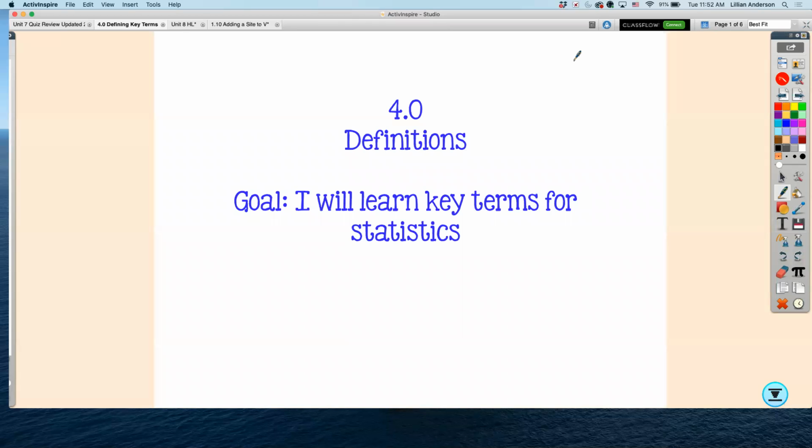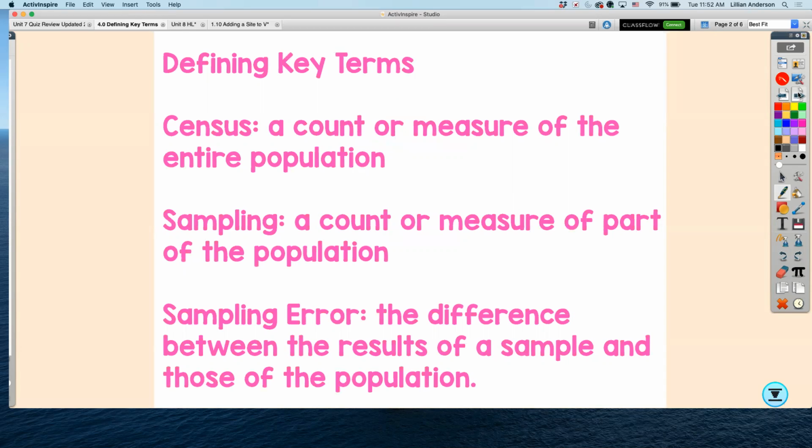So, 4.0 definitions. You're going to learn some key terms for statistics, and you're going to use that to apply to the first part of your statistics project. A few terms that you kind of need to know. This is the first page on the packet, if you do have it.